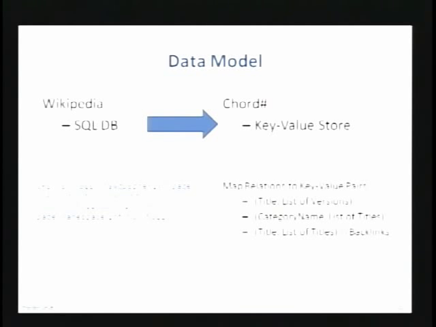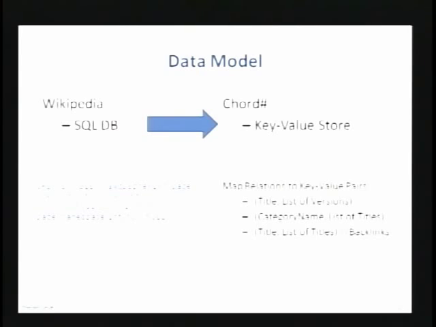Something I haven't told you: Wikipedia is using a SQL database, and you can use all this nice SQL stuff, creating tables, selecting and everything. But we have only a key value store.